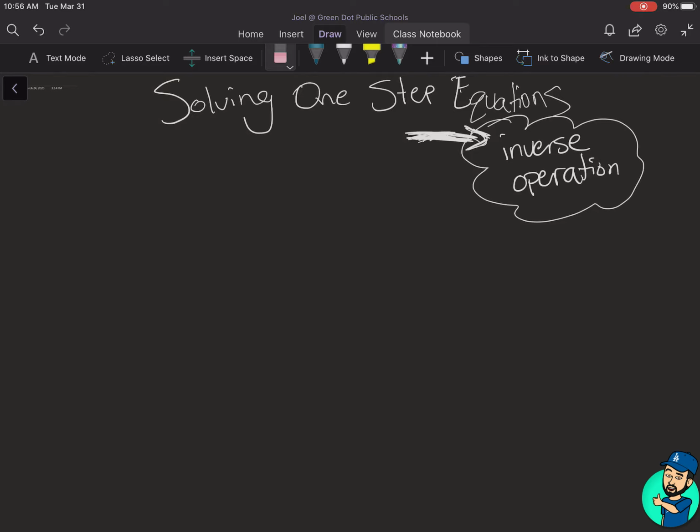Alright, let's try something like this. 5x equals 30. Same rules apply here. You need to apply the inverse operation. You want to leave the variable x by itself.